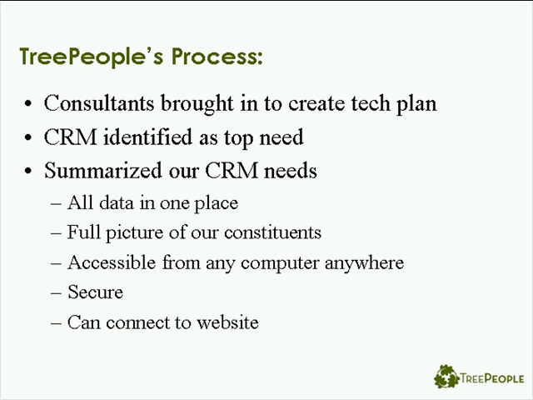In terms of Tree People's process, we recognized that it wasn't just a CRM system we needed. We didn't know exactly what we needed. So we brought in some consultants who interviewed key staff and really looked at what we were doing and how we were doing it, and they put together a tech plan. The technology plan identified that the CRM system was our top need. So we knew that was the first thing we needed to have in place before we could put in place some of the other technology that they had recommended.